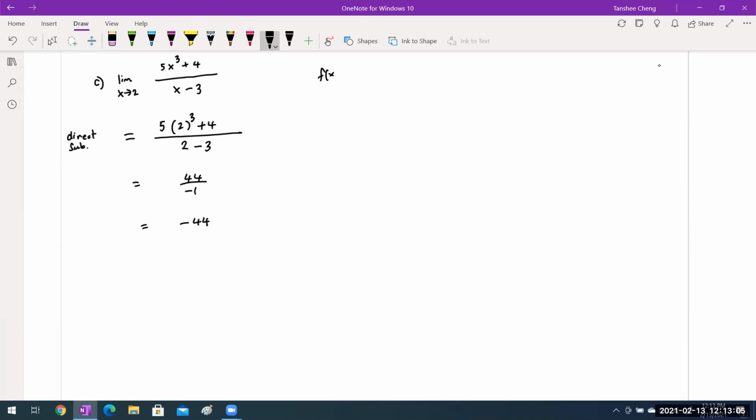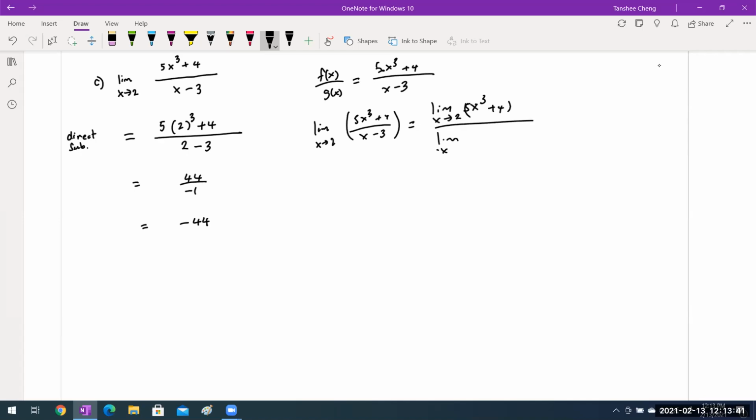So I'm going to look at this as f of x over g of x, for 5x to the third power plus 4 over x minus 3. When we take the limits of this rational function, we use the property to say that it is the limit as x approaches 2 of 5x to the third power plus 4, over the limit as x approaches 2 of x minus 3.